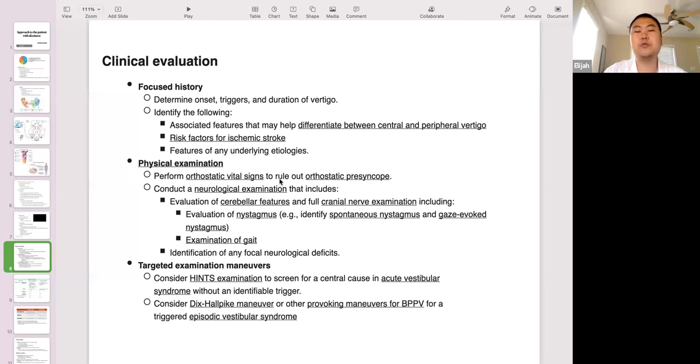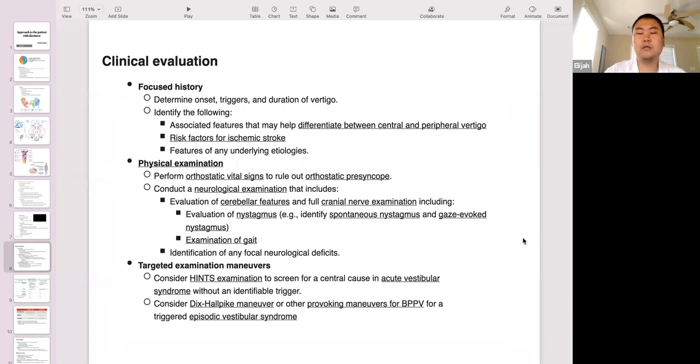And for the physical examination, you should perform orthostatic vital signs to rule out orthostatic presyncope. So it's very important to rule out something associated with blood pressure and heart disease. And conduct a neurological examination that includes the cerebellar features and a full cranial nerve examination, including evaluation of the nystagmus. I will talk more about the nystagmus later, and the examination of the gait.